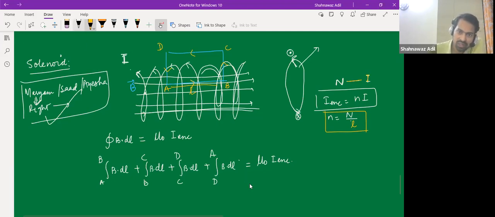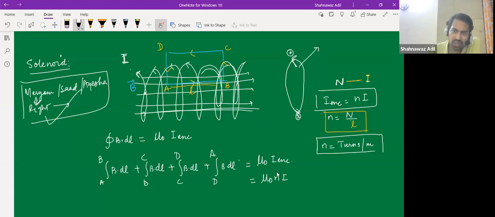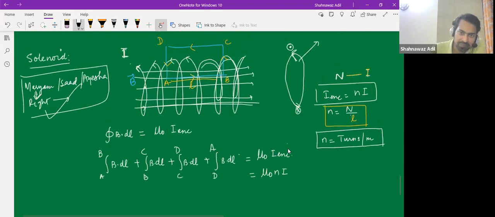Okay, so this I enclosed is mu naught n I, and the unit of n is turns per meter. Okay, so this is the I enclosed. Now, can you guys tell me, in this region, from A to B, what is the angle between the magnetic field and this length element?